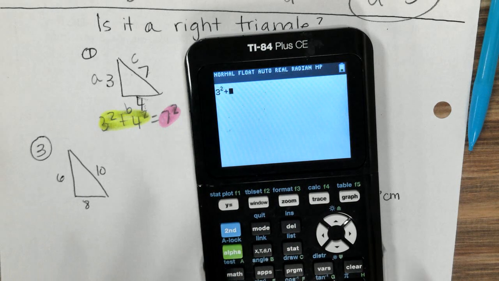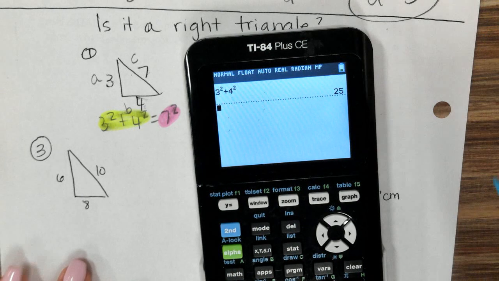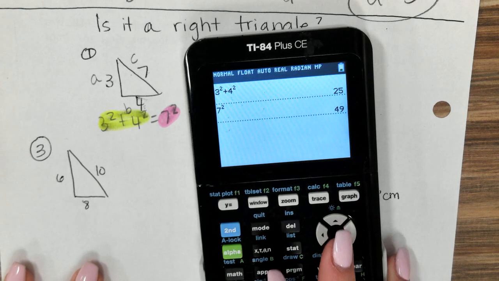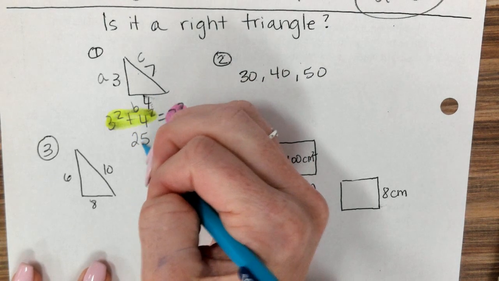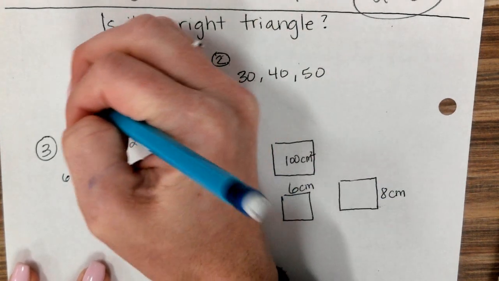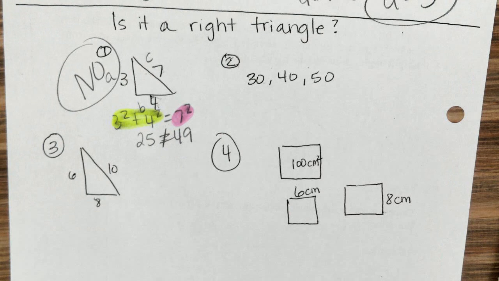3 squared plus 4 squared is 25, and 7 squared is what? Does 25 equal 49? No. So this is not a right triangle. Because if it was, then it would have to be true.